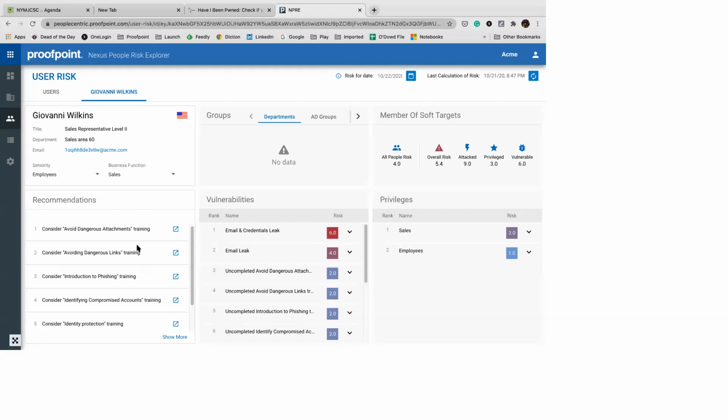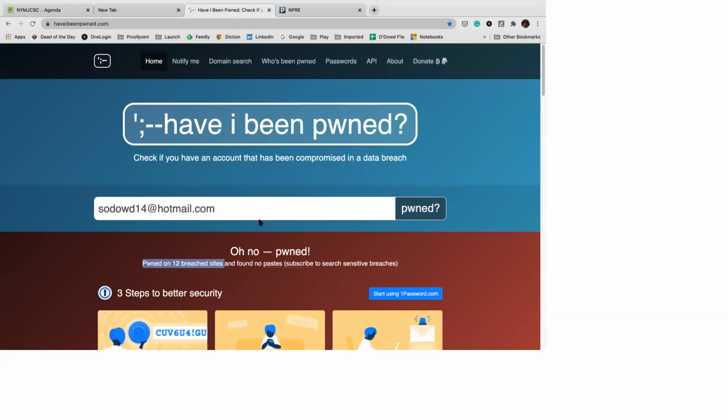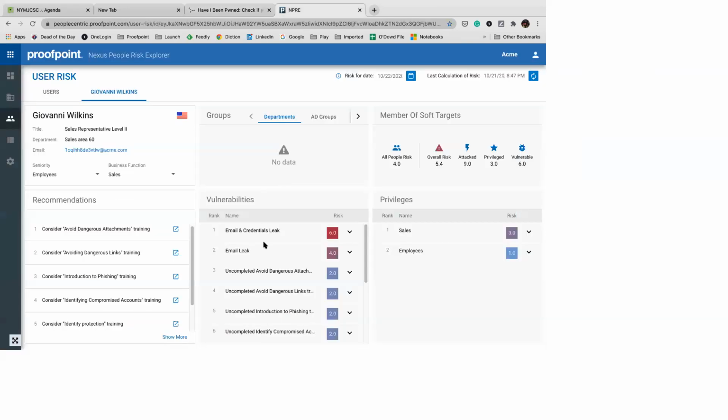And one more thing about this vulnerability that we have here, it's linked to our digital risk product, and that integrates with the website that you might have come across, Have I Been Pwned. Here you've got my personal email, and yeah, it's one that participated in 12 breach sites. So we integrate that tool there. We have the ability to look at corporate email addresses that may have participated in breaches. And the point is that Giovanni uses corporate email for personal purposes that open that up.